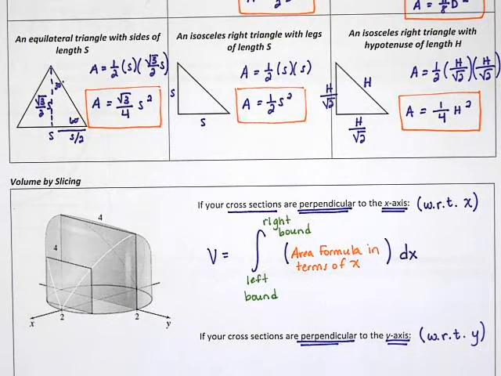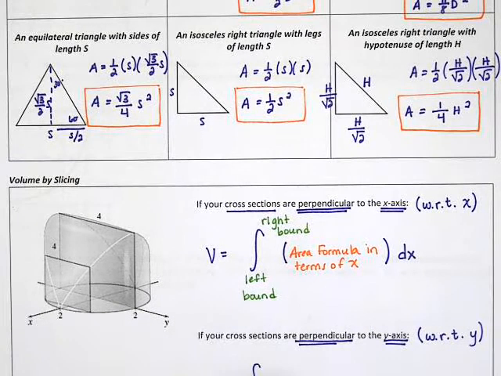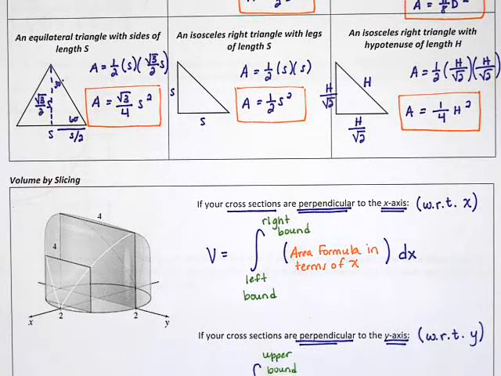Now if we're going to set this up with respect to y, it looks very similar, only instead of using the left bound and the right bound, we would use the lower bound, because now y's go up and down, and this would be the upper bound. And then we would again put our area formula in here, but instead of being with respect to x, we would do this with an area formula in terms of y, and then dy, because this one's going to be all in terms of y.